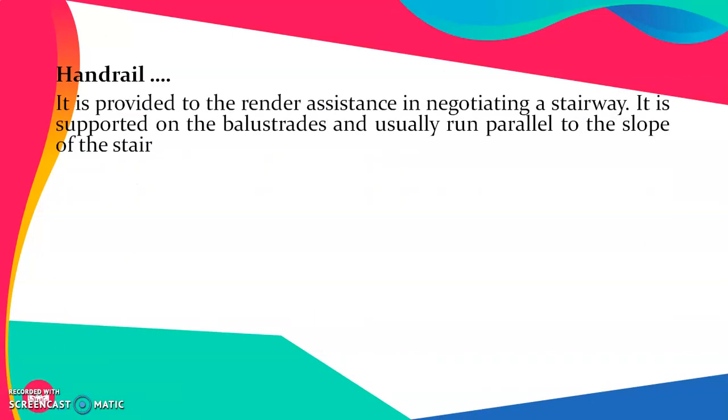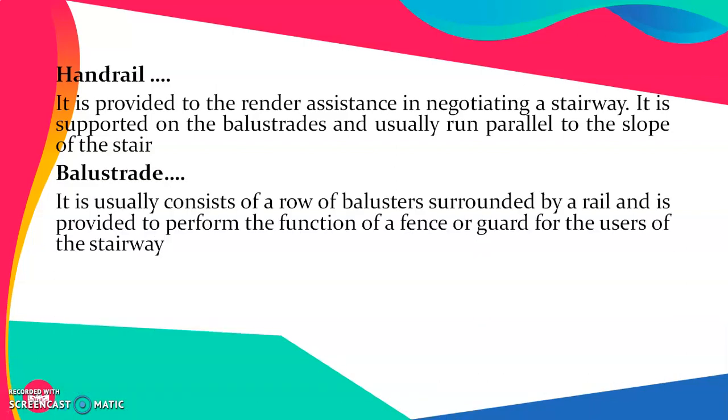Next is handrail. It is provided to render assistance in negotiating a stairway. It is supported on the balustrades and usually runs parallel to the slope of the stair. Balustrade. It usually consists of a row of balusters surmounted by the rail and is provided to perform the function of a fence or guard for the users of the stairway.